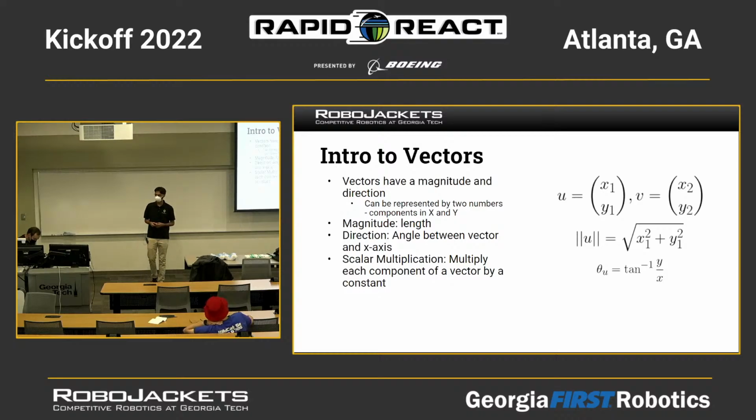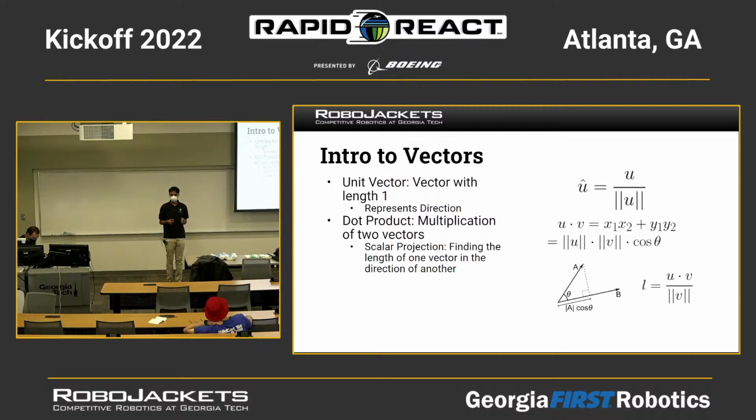Lastly, we're going to define something you can do with vectors, which is called scalar multiplication. If I did 2 times this vector u, it would be equivalent to doing 2 times x1, 2 times y1. That's just what scalar multiplication is. You multiply it by a regular number, and it multiplies each of the components by that number.